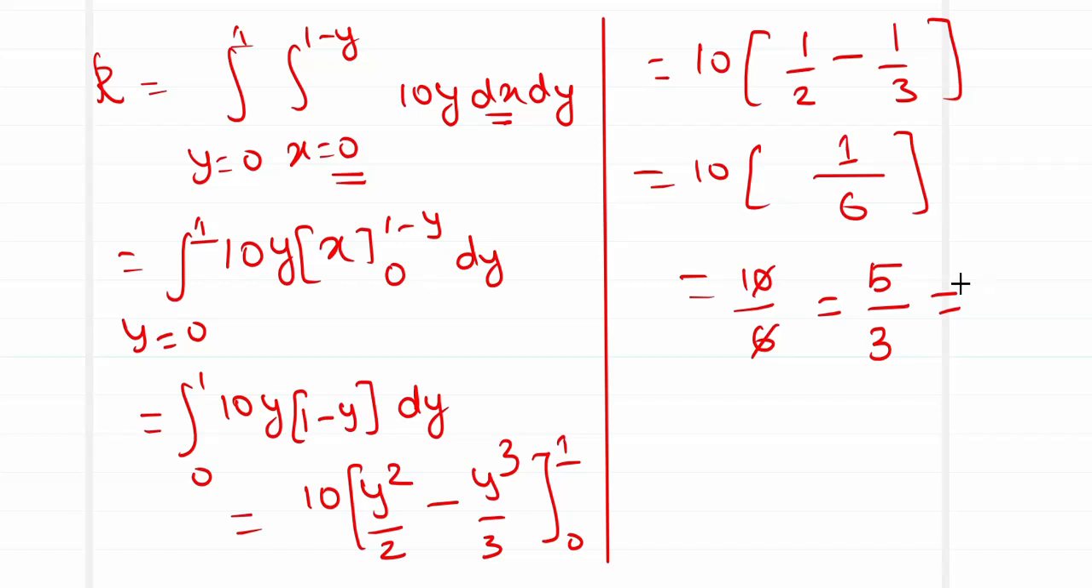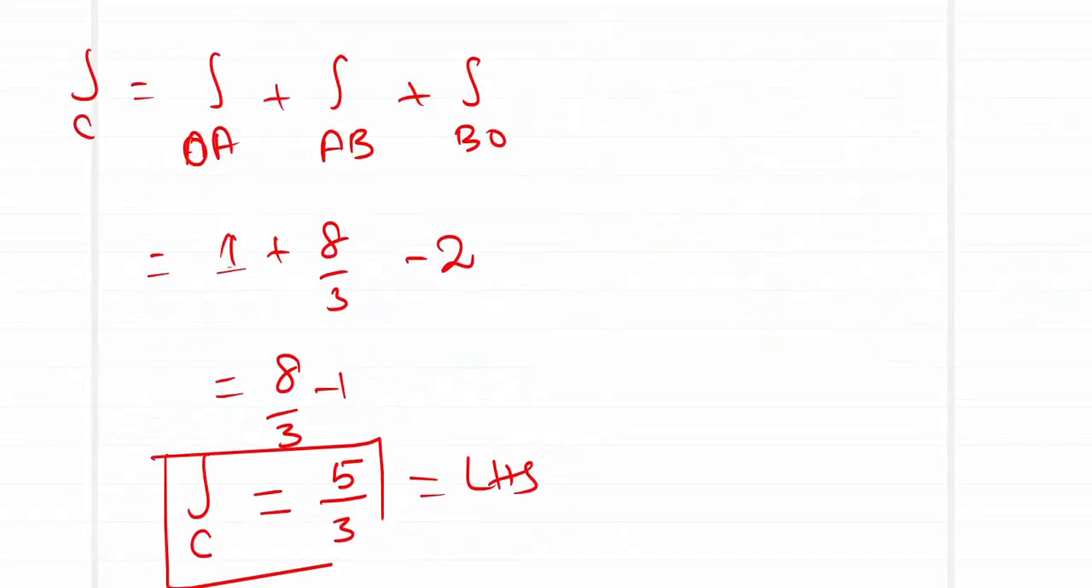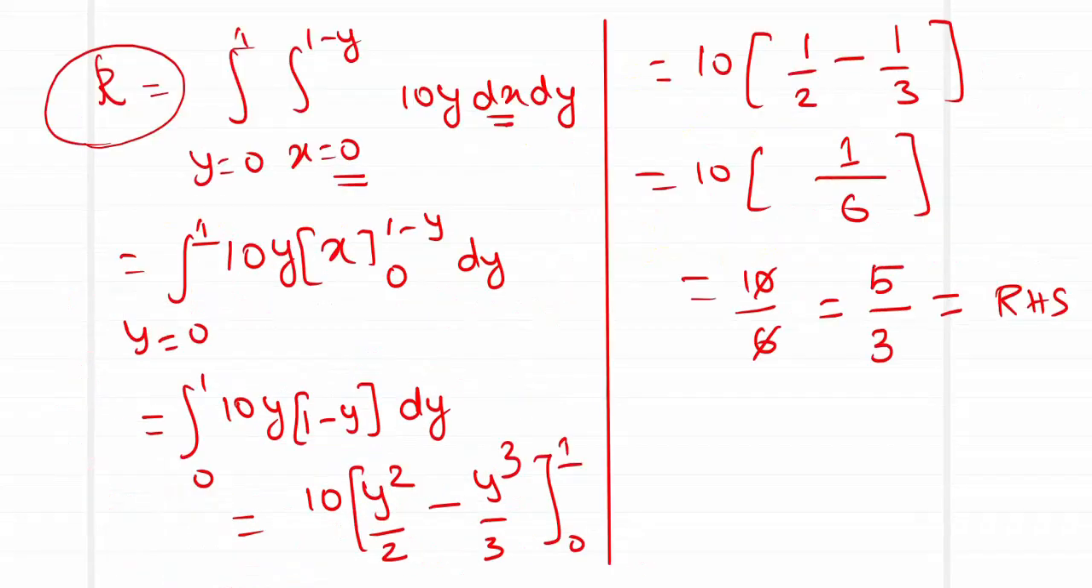So we have arrived at the region integration, which is going to be my right hand side, as 5 by 3. We will check whether the left hand side has also arrived at the same value. We can go to my left hand side and we see that the left hand side is also 5 by 3. So we conclude that the left hand side and right hand side are the same. Hence we have verified Green's theorem for the triangular region bounded by x equal to 0, y equal to 0 and x plus y equal to 1, for the given function defined along the closed curve C.